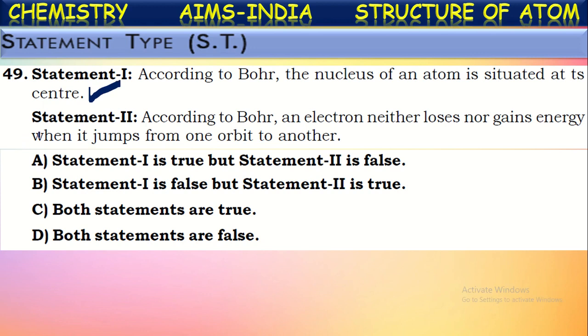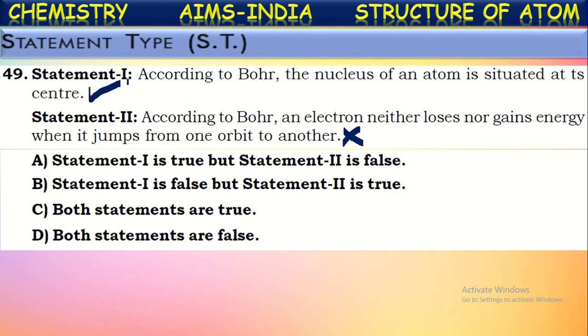So this is correct. Next, according to Bohr, an electron neither loses nor gains energy when it jumps from one orbit to another orbit. Is it correct? No. When an electron jumps from one orbit to another orbit, energy change occurs. If an electron jumps from a higher orbit to a lower orbit, it radiates energy. If the same electron jumps from a lower orbit to a higher orbit, it absorbs radiation. So energy change occurs when an electron jumps from one orbit to another orbit.